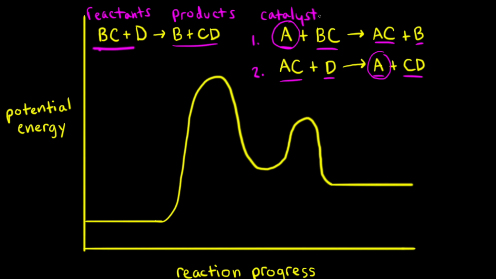Something else that's not a reactant or a product is AC. Notice how AC was generated in the first step of our mechanism, and then AC is used up in the second step of the mechanism. Therefore, AC must be the intermediate for this reaction.